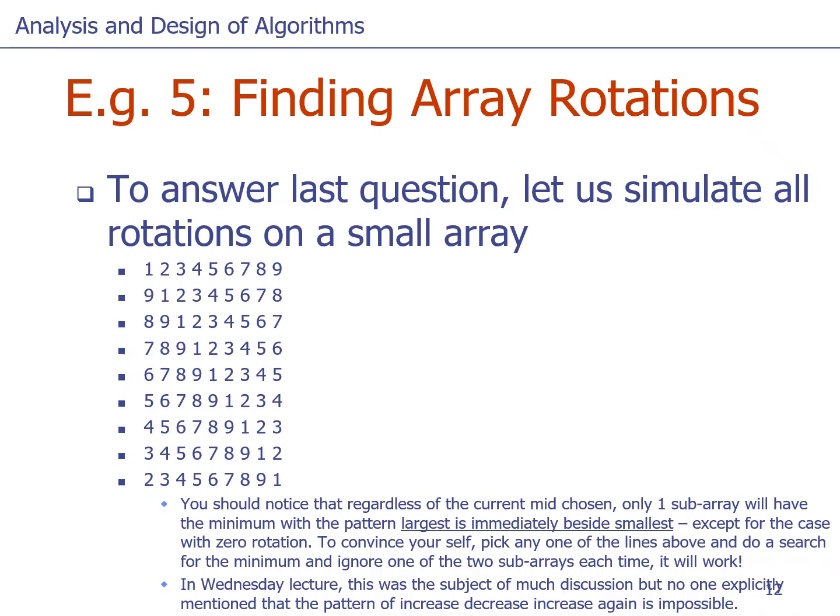I can't have 3, 2, 1, 5, 6. It's impossible because of the way rotations work. So if I check the first number and the last number, and I can see that the last number is bigger than the first number in the right subarray, then for sure I can ignore it, and I'm very happy. I know that I'm not actually missing my minimum. It will never be there.